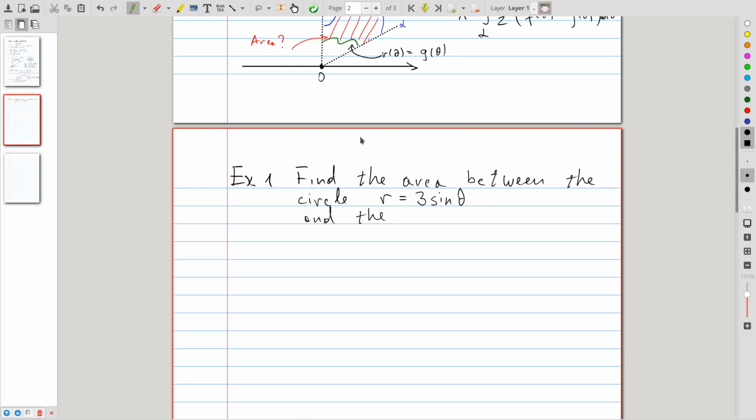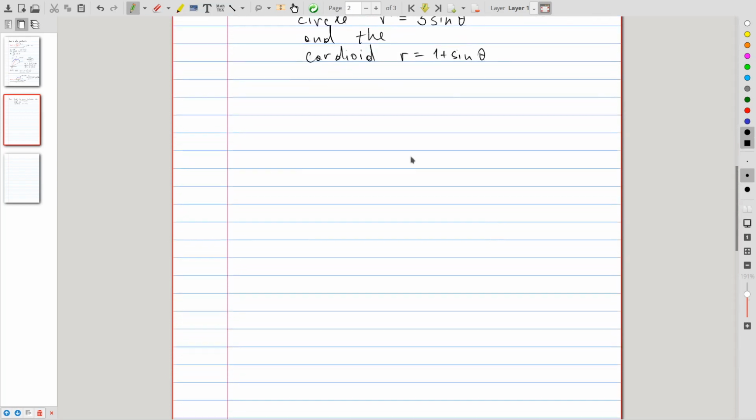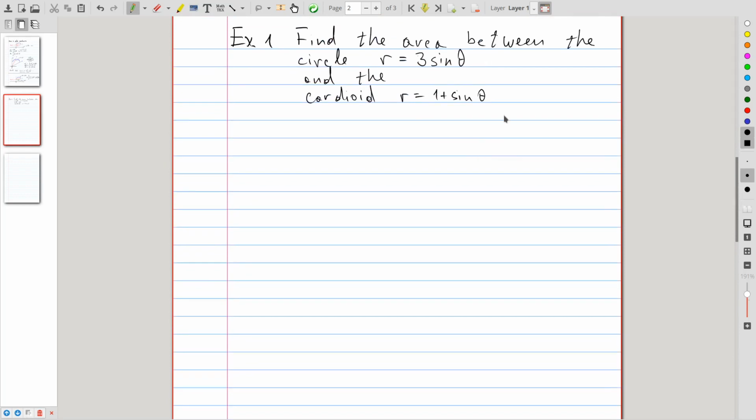So let's say between the circle with this equation and the cardioid, r equals 1 plus sine theta. And so first let's try to sketch this area between these two curves. So let's say for definiteness we want the area inside the circle, outside the cardioid.